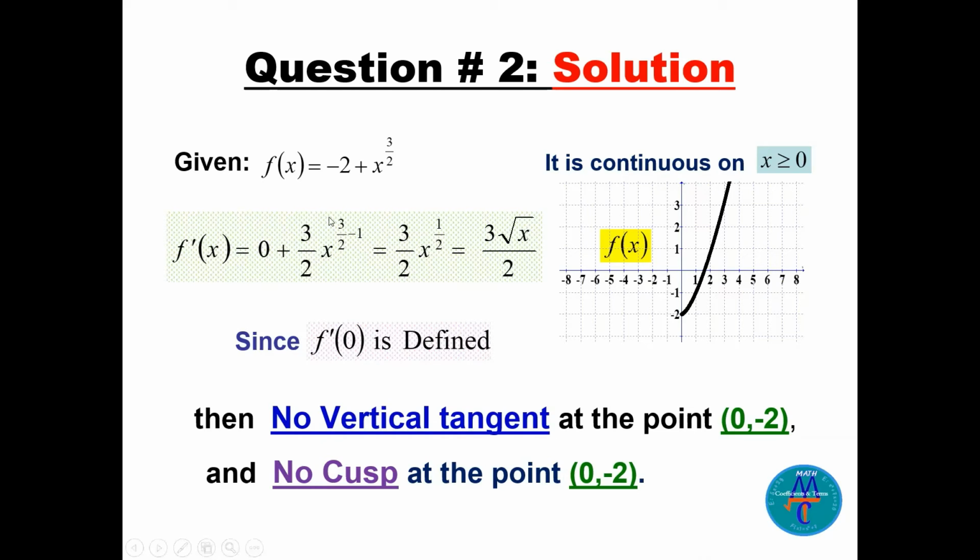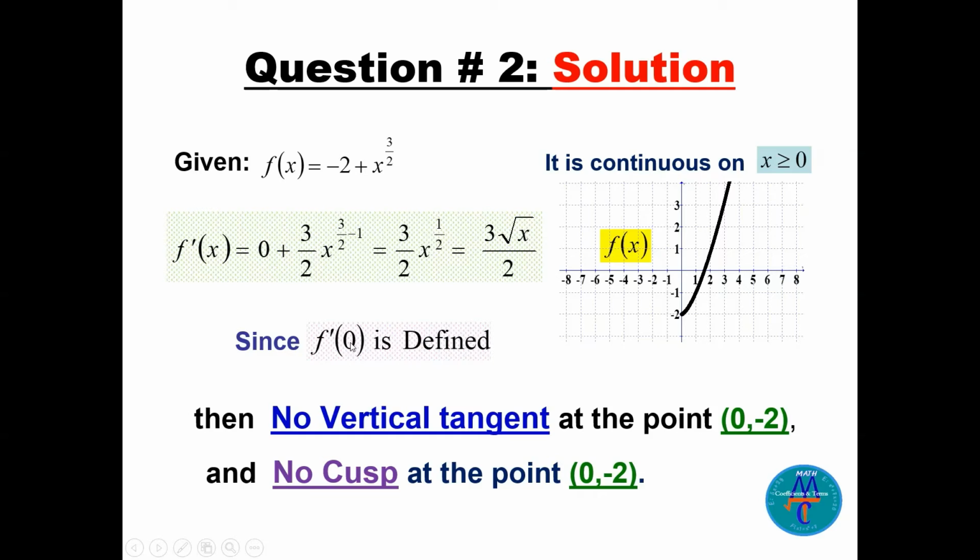Let's find the derivative now. Derivative is easy. 0 plus 3 over 2 x to the power 3 over 2 minus 1. 3 over 2 minus 1 is x to the power half. So now the derivative will be 3 square root of x divided by 2.